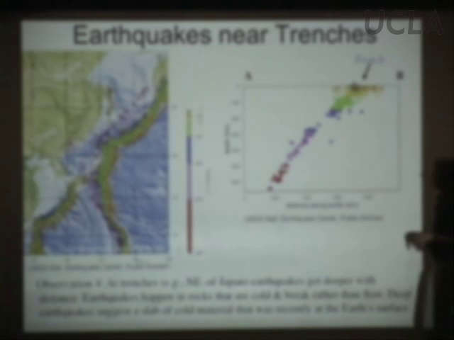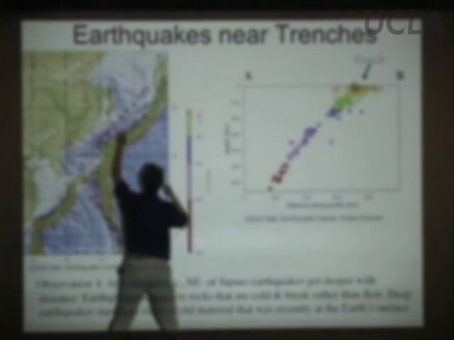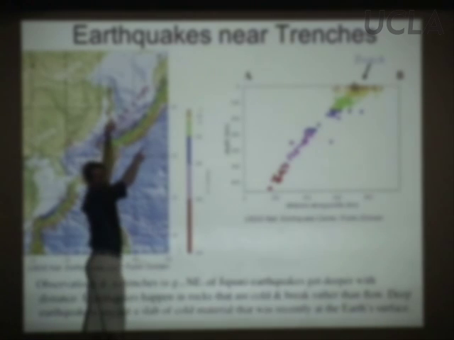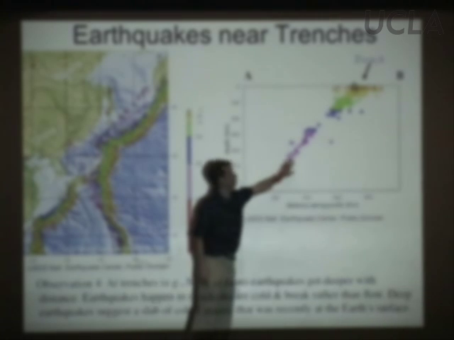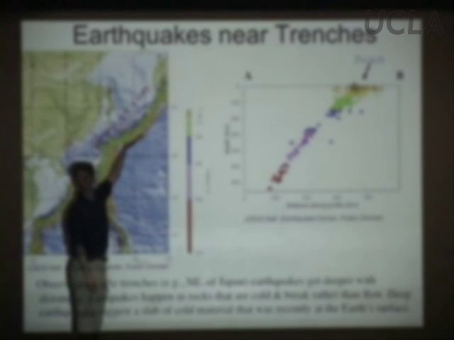And in fact, if we make, oops, can you not see it here? Hang on one second. Oh, sorry about that. There's supposed to be a little cross-section sign. So if we make a little cross-section, if we just draw a line from here to here and plot along the distance of this line how deep the earthquakes are occurring, we get a picture like this.